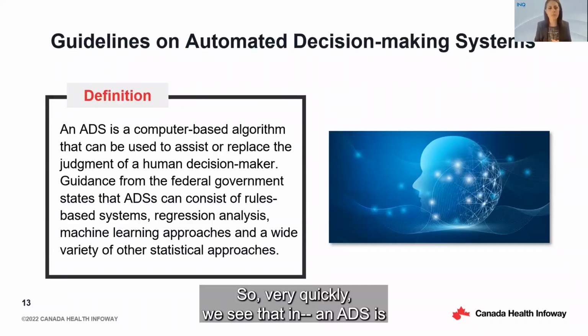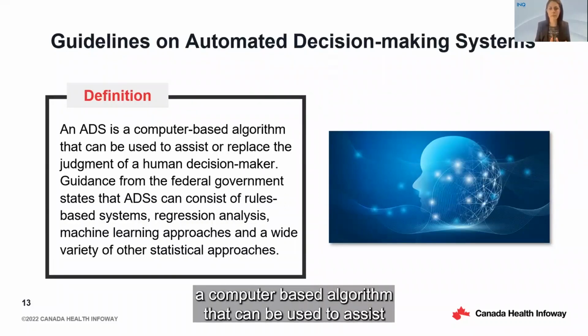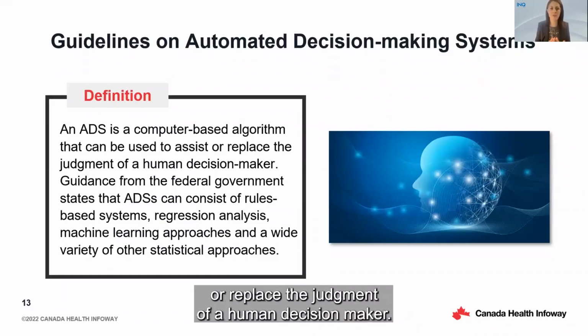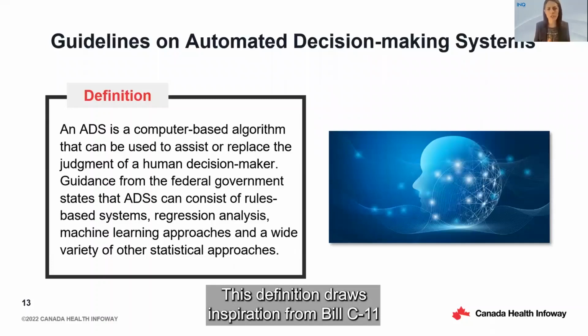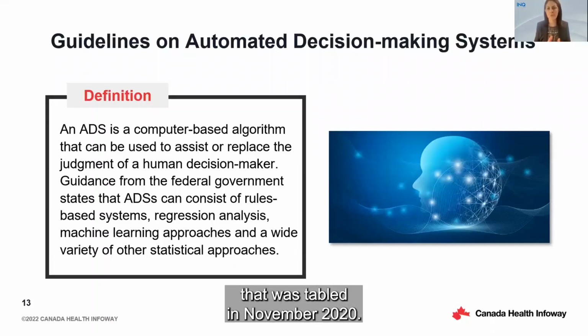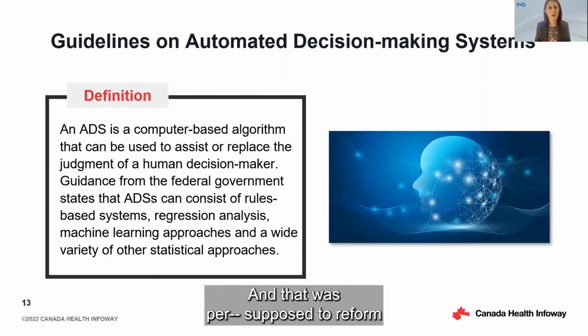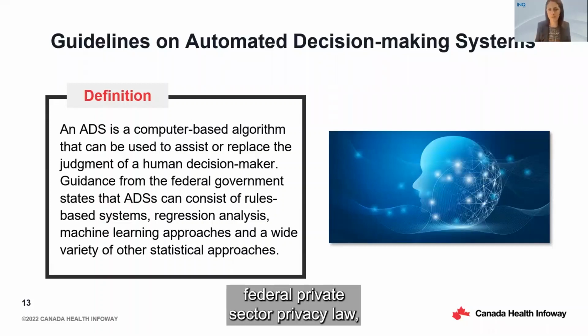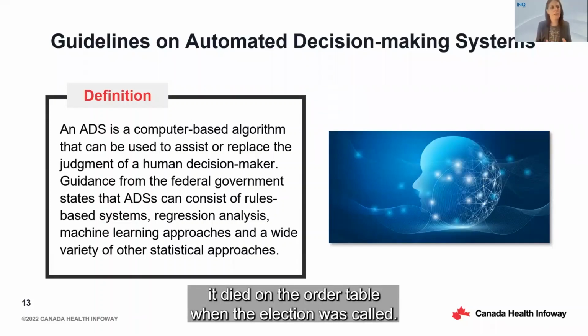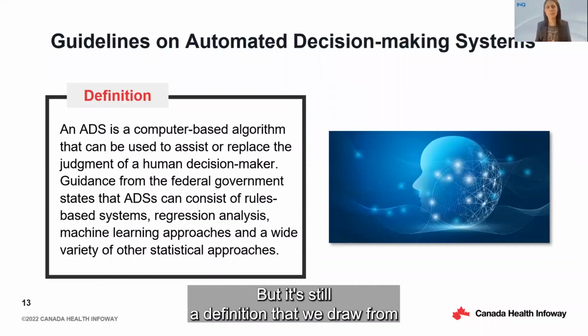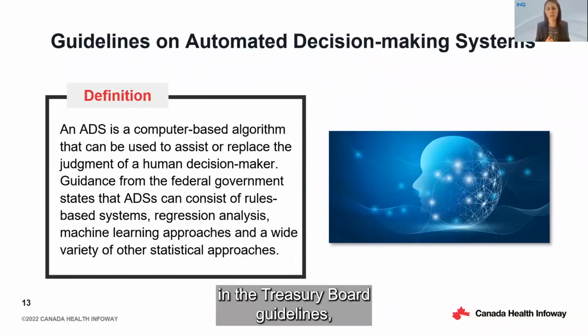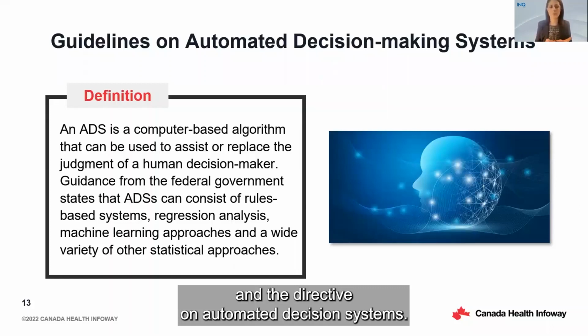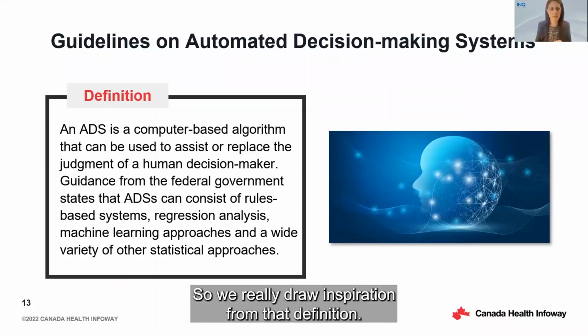So very quickly, we see that an ADS is a computer-based algorithm that can be used to assist or replace the judgment of a human decision maker. This definition draws inspiration from Bill C-11 that was tabled in November 2020, and that was supposed to reform federal private sector privacy law. It died on the order table when the election was called, but it's still a definition that we draw from, because actually it's also included in the Treasury Board guidelines and the directive on automated decision systems. So we really draw inspiration from that definition.